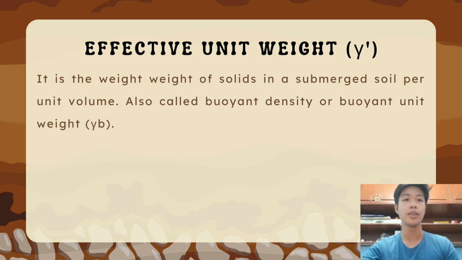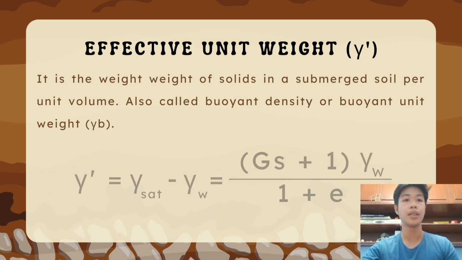The submerged mass density of soil is defined as submerged mass of soil per unit total volume of soil. Di ba ito lang din yung formula sa saturated mass density. So, pwede lang natin sabihin na submerged mass density is equal to saturated mass density minus density of water.